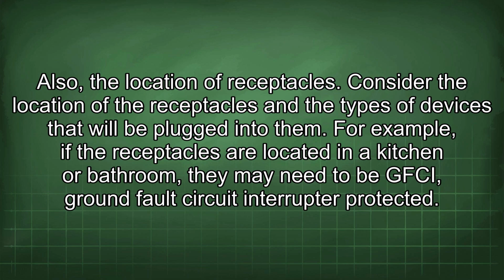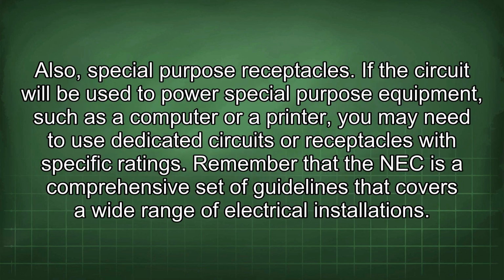Also, the location of receptacles. Consider the location of the receptacles and the types of devices that will be plugged into them. For example, if the receptacles are located in a kitchen or bathroom, they may need to be GFCI, ground fault circuit interrupter protected. Also, special purpose receptacles. If the circuit will be used to power special purpose equipment, such as a computer or a printer, you may need to use dedicated circuits or receptacles with specific ratings.